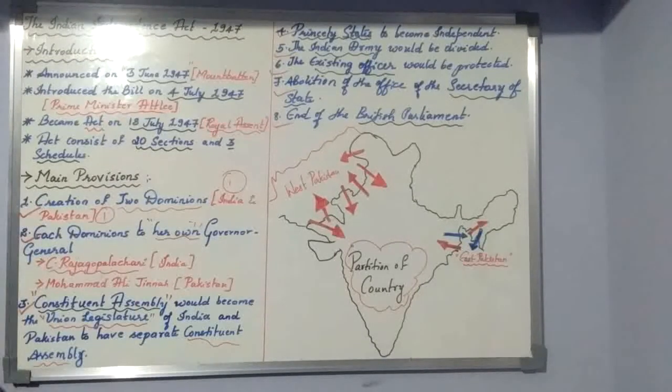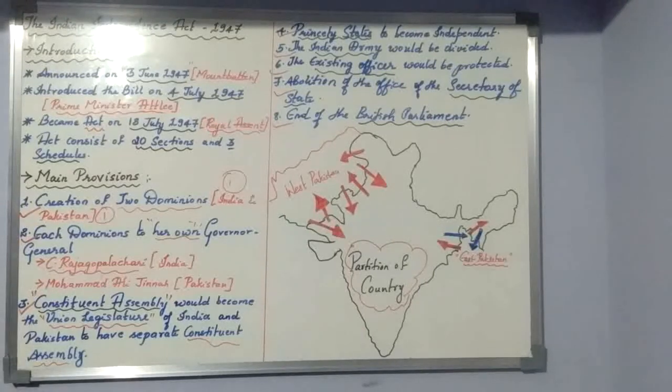So with these 8 provisions under the Indian Independence Act, finally we got independence on 15th August 1947. As we come to the conclusion of the concept, with the provisions of these 8, under the Indian Independence Act of 1947, we received independence.